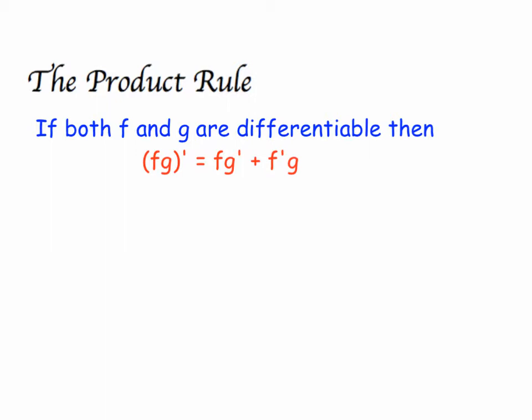So if f and g are functions, then the derivative of the product f times g equals the f function times the derivative of g, plus the derivative of the f function times the g function. So you'll be using this product rule throughout the next 3 examples.